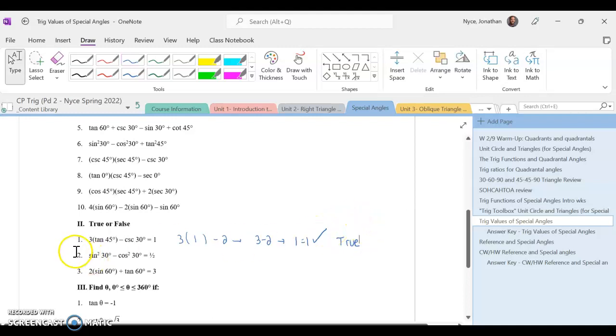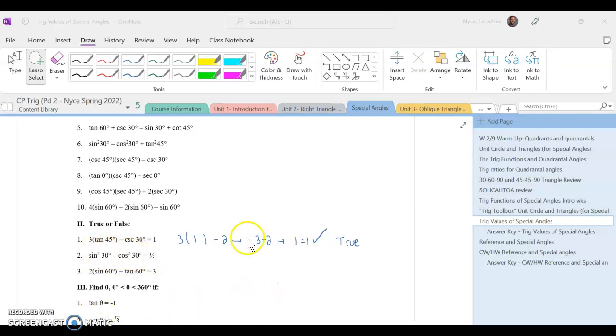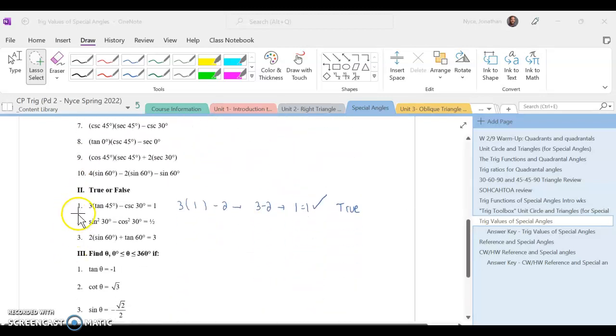So I'd like you to try numbers 2 and 3 also. See if these are true or false. Verify with the values you find for the trig functions, those angles. Pause the video, take some time, work on 2 through 10, the evens, and numbers 2 and 3. And once you're done with those, come back to this video and we'll go over the next topic.